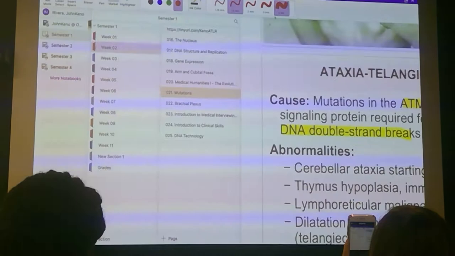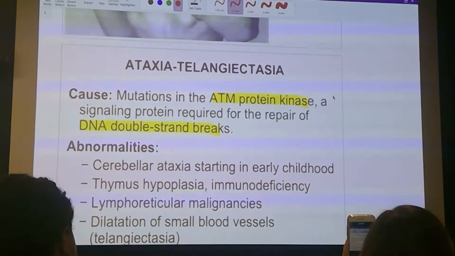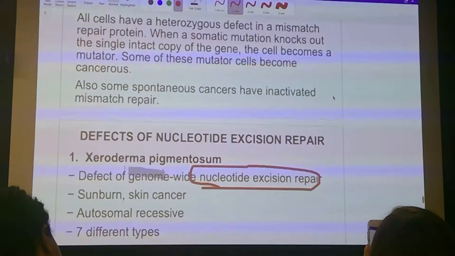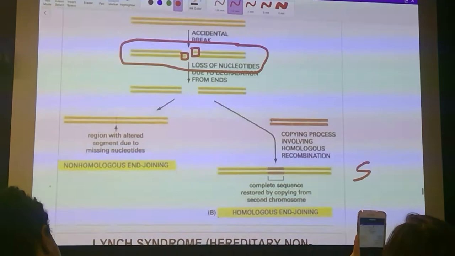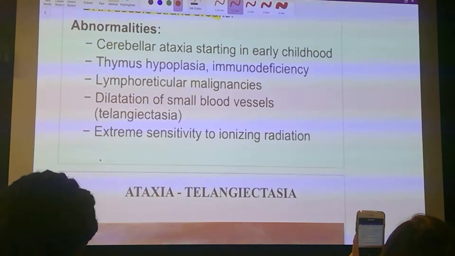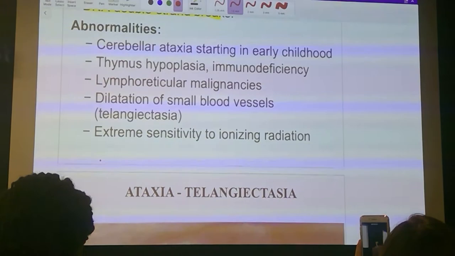Oh wait, was this the turning point lecture question? Yes. Oh, I forgot to mention, they're going to repeat one of the questions there, and one of the things will be about either the steps for the DNA repair, non-homologous versus homologous, and then xeroderma pigmentosum, Lynch syndrome, Cockayne syndrome, and ataxia telangiectasia. So just rewatch that lecture because they're going to repeat the question.